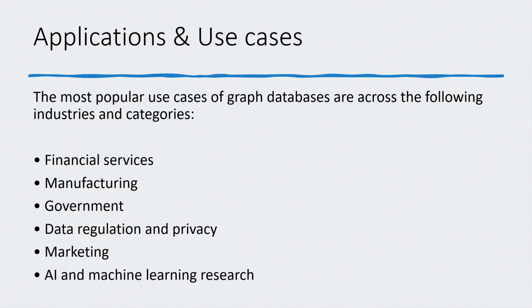So here I will be explaining the application and use cases based on graph databases. The most popular use cases of graph databases are as follows: financial services, manufacturing, government, data regulations and privacy, marketing, and AI and machine learning research. There are many more, but these are the main examples and use cases of graph databases.